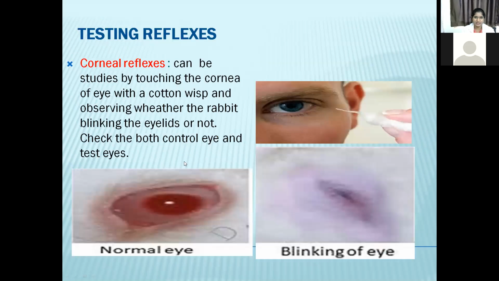And corneal reflex, this is the cotton wool. When we touch the cornea with cotton, it produces blinking of the eye, or the eye closes. So corneal reflex can be studied by touching the cornea of the eye with a cotton wool wisp and observing whether the rabbit blinks the eyelid or not. Check both the control eye and the test eye.